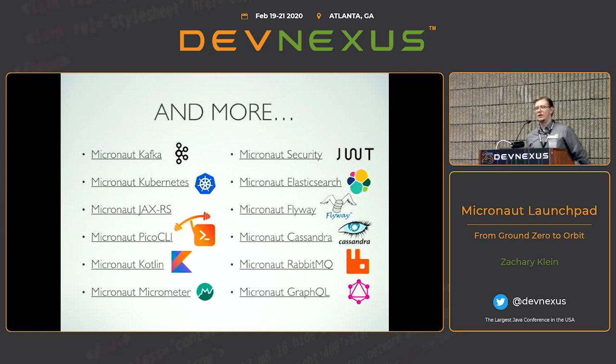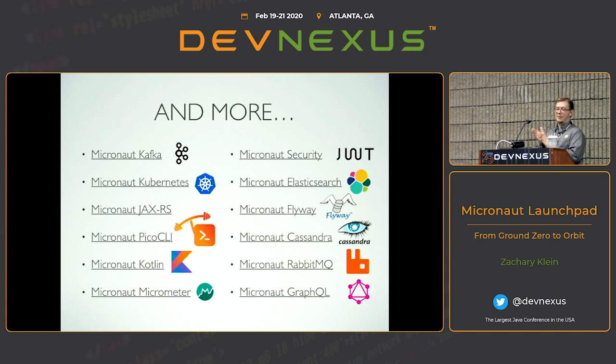Okay, so I know I went through a lot of things, but there are still more things that wouldn't fit on this slide. There are Micronaut integrations for Kafka, for JAX-RS, for Elasticsearch, and for Cassandra, RabbitMQ, GraphQL. And there's more coming all the time.